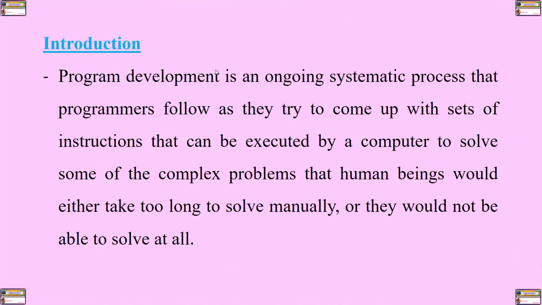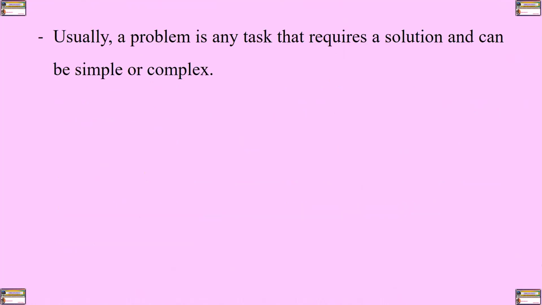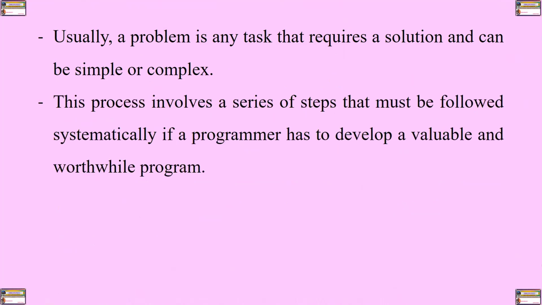When we speak about program development, we are simply saying that program development is an ongoing systematic process that programmers follow as they try to come up with sets of instructions that can be executed by a computer to solve some of the complex problems that human beings would either take too long to solve manually, or would not be able to solve at all. Usually, a problem is any task that requires a solution, and it can be simple or complex.